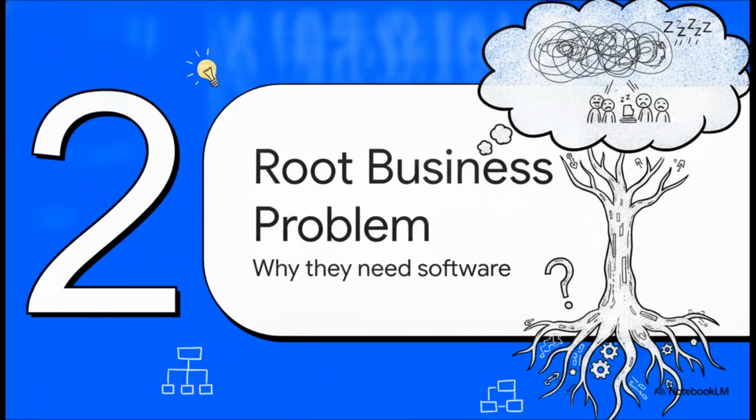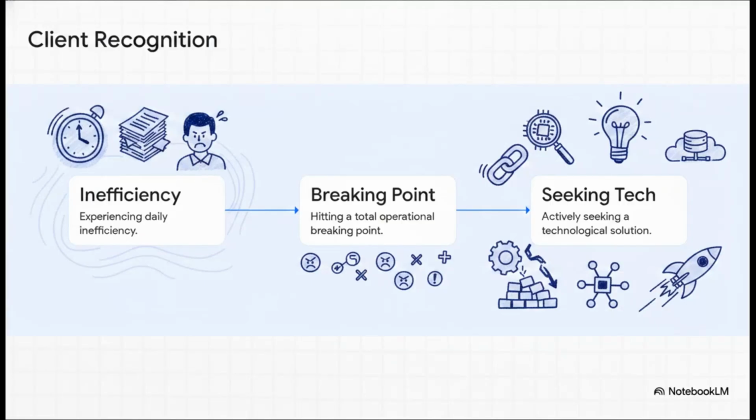Moving right along to Section 2, the root business problem. So we know who they are, but why are they coming to you in the first place? What's keeping them up at night? Well, it usually goes like this. First, they experience a daily inefficiency. Things are just too slow. Second, they hit a total operational breaking point where the old way simply cannot scale anymore. Maybe they're losing customers or making critical errors. It's only then, in Step 3, that they actively seek a technological solution.